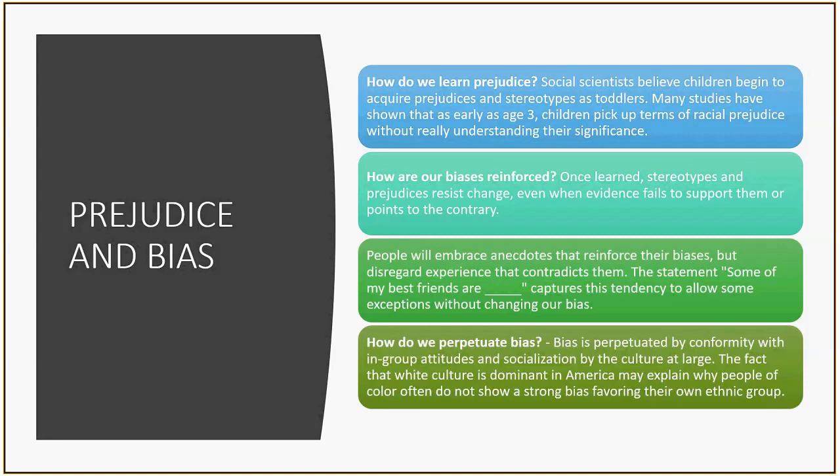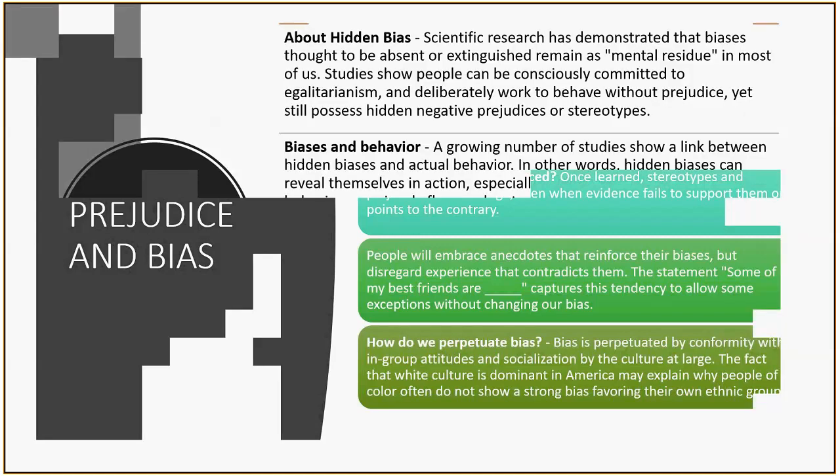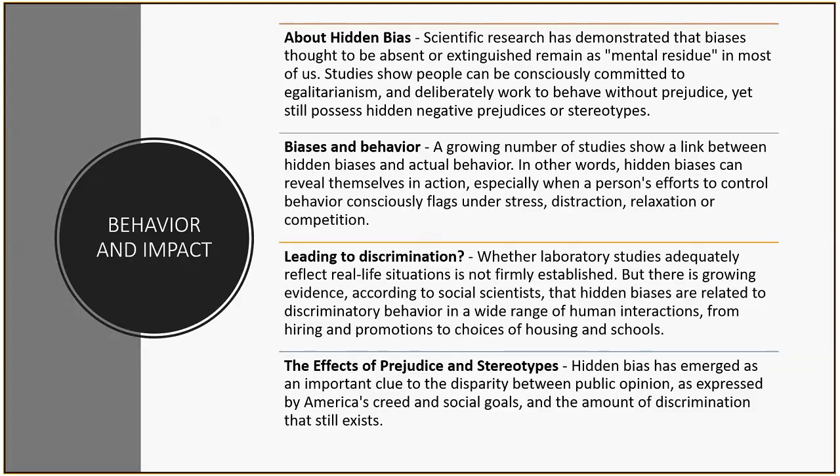Sometimes the fact that white culture is dominant in America may explain why people of color often do not show a strong bias favoring their own ethnic group. And this is from some of the scholarly studies that have been done. So if we think about how bias can impact behavior, well, there's a bit about hidden bias. Sometimes hidden bias can be used interchangeably with unconscious and implicit bias.